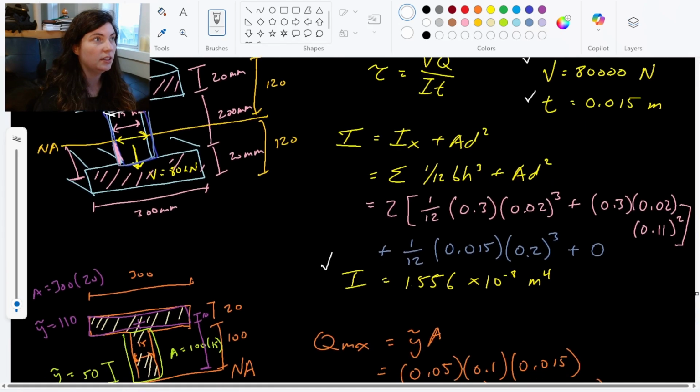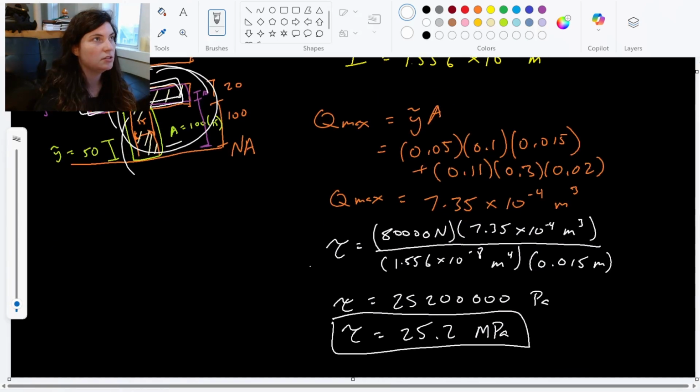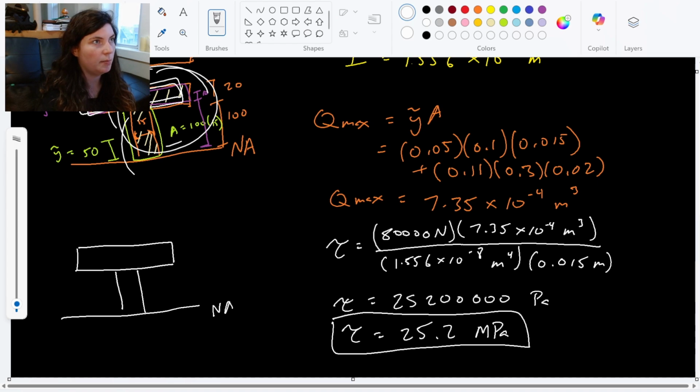That's our major change here for that shear stress. Instead of doing this whole top half of this T, what we're going to be doing is only this upper rectangular portion. So in this case, right at that joint, here's the top half of our cross section, the neutral axis. We're only looking at this portion to find our Q. So Q is y tilde times A for just this upper portion.